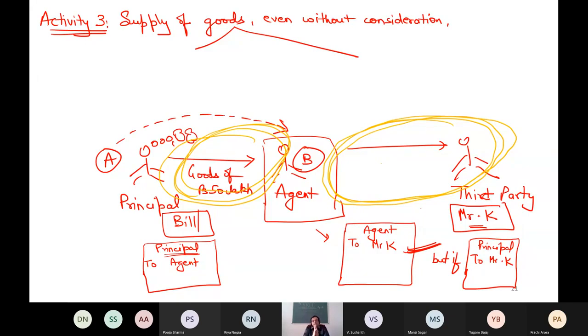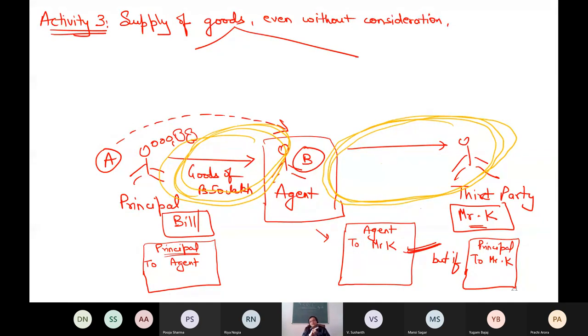So it's a supply. Only tax evasion could have come, that the agent and principal could have said that the agent is not giving me any money. I am simply supplying the goods without consideration. So why should it be a supply? So only confusion could have come between principal and agent whether this should be treated as supply or not. There is no question about agent and third party supply. That is of course by default a supply.